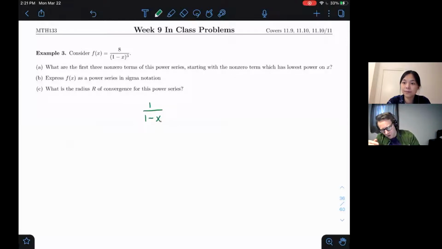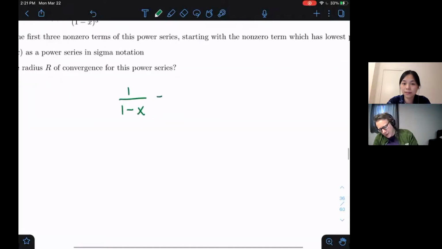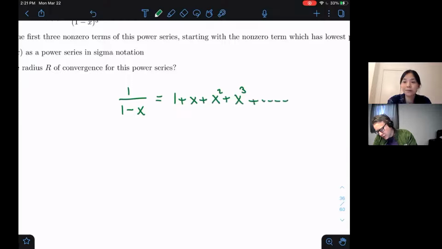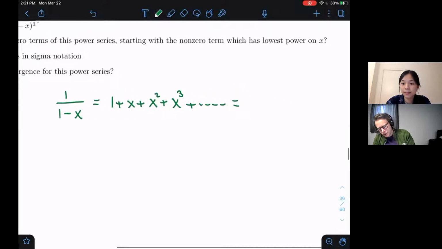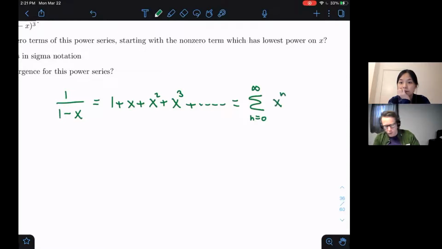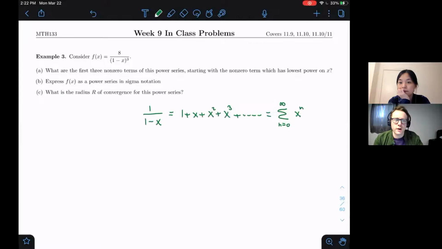I'm going to be taking some derivatives. So I'm going to go ahead and change it into this one here for the time being. Again, let me write this out in all three pieces. So I'm going to do just this and then the sigma notation. And we're going to use this to create a power series for a more difficult function here.